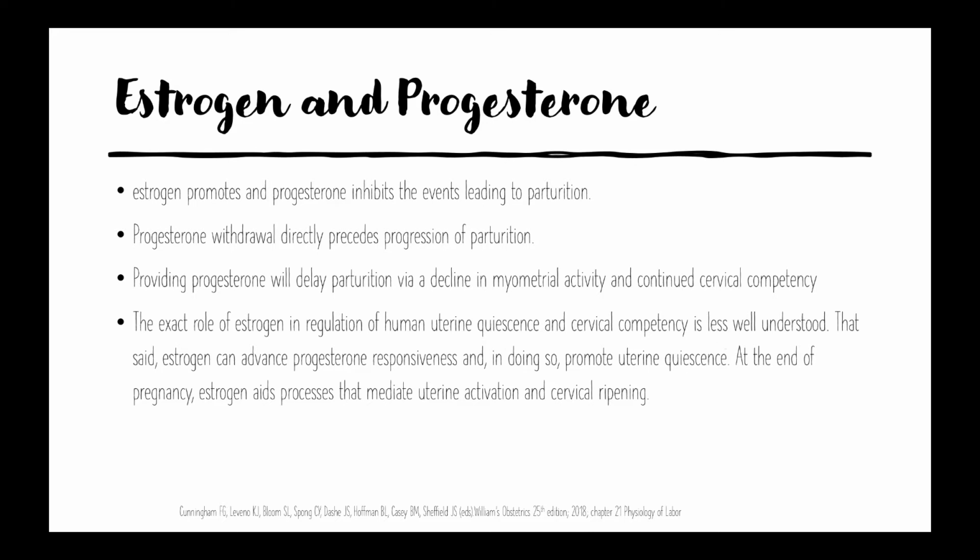That said, estrogen can advance progesterone responsiveness, and in doing so, it can promote uterine quiescence. Now, at the end of pregnancy, estrogen aids processes that mediate uterine activation and cervical ripening.